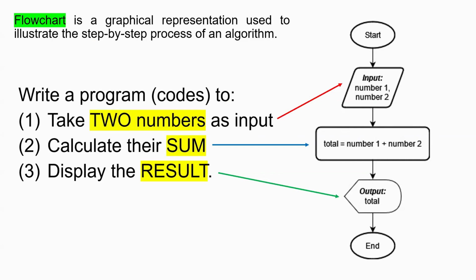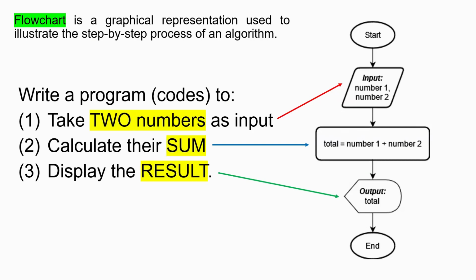Now, if we look into the task given to write a program, to take two numbers as input, to calculate their sum, and to display the result, we can actually turn this into an algorithm with 3 steps. So obviously, the first step again is to take two numbers. The second step is to calculate their sum. And the third step is to display the result.